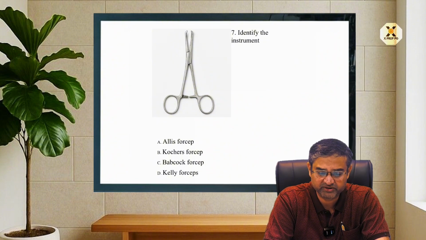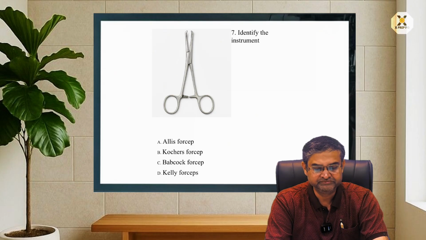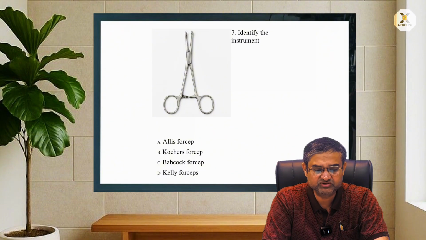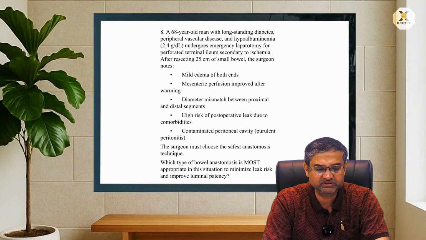Babcock will have this kind of tip, and Kelly's forceps is very sharp. This, it will have this kind of tip. So you go see instruments or see the pictures of instruments and learn the characteristic features of the instrument. We move on to our next question, question number 8.